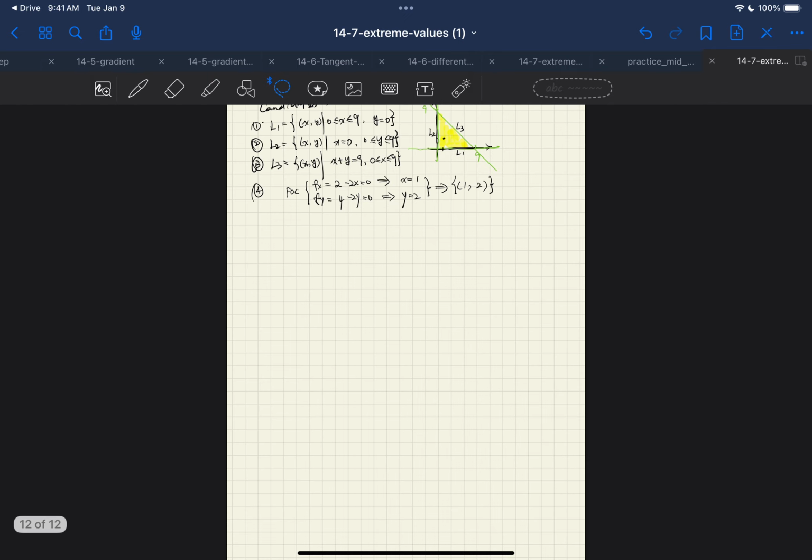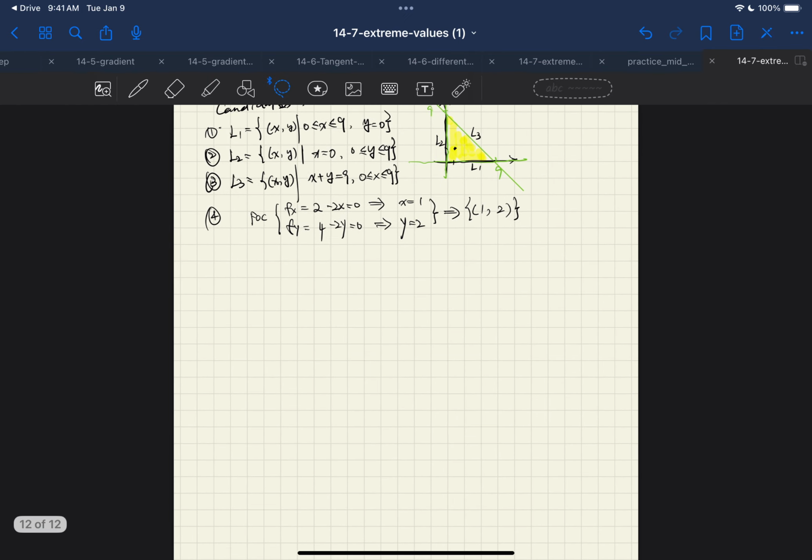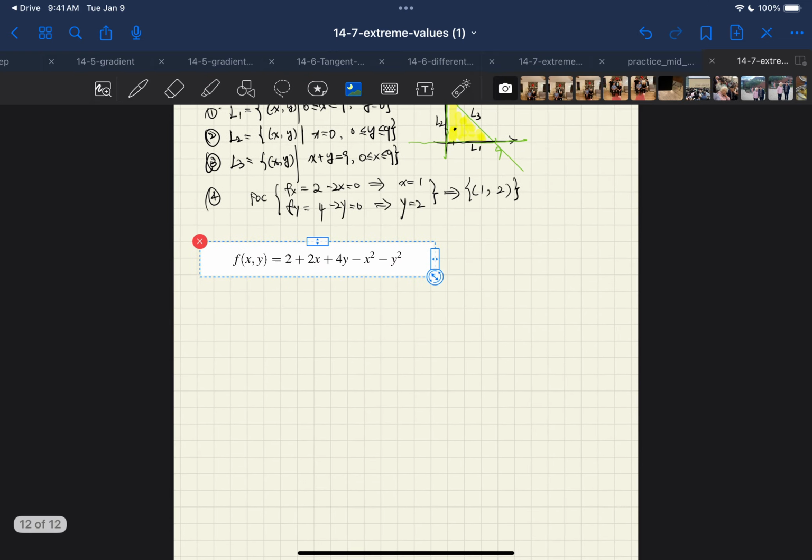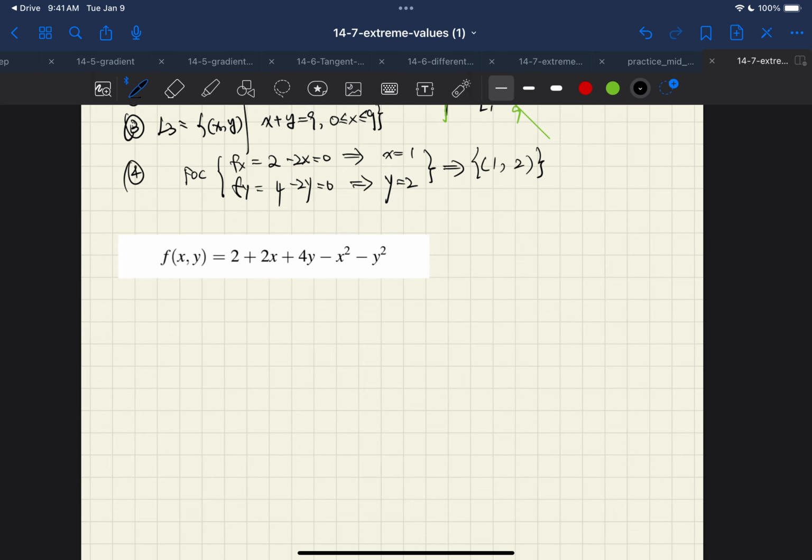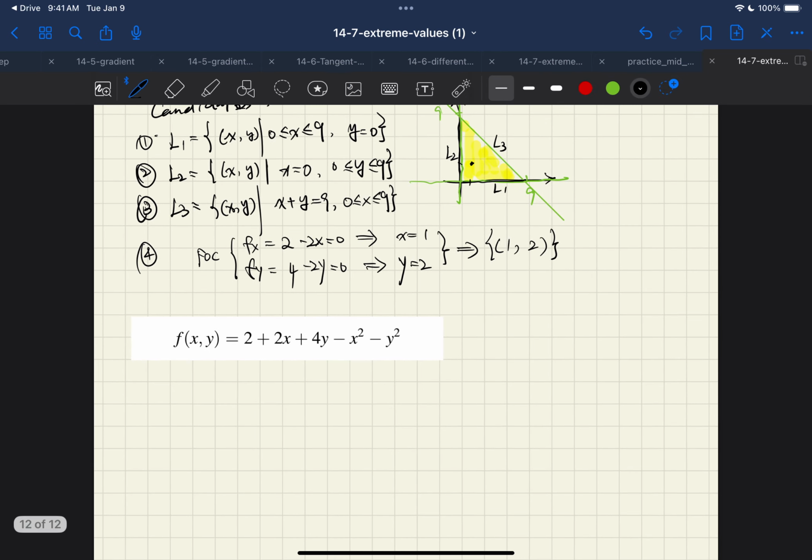All right, I'm going to copy this to the other page. So first I'm going to calculate the function value where the critical point is located. f of (1, 2) is going to be 2 plus 2 plus 8 minus 1 minus 4, which is 7. I want to see if this is a global maximum or minimum.